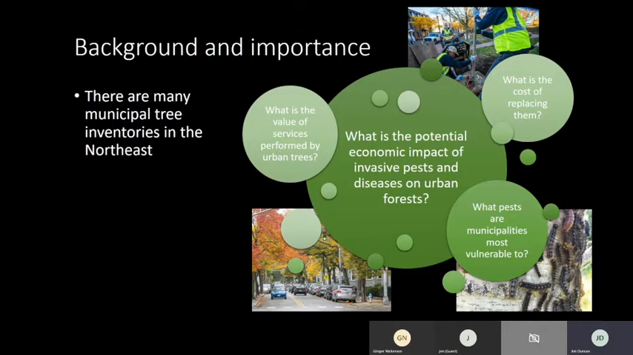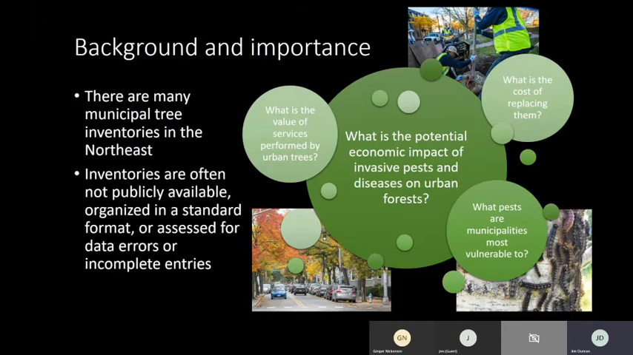So the question is how we could get access to that as well. And we know that these inventories are often not publicly available. They may not be organized in a standard format, or they may never have been assessed for data errors and incomplete entries. Sometimes they're collected by volunteers. Sometimes they're collected by one really gung-ho person who doesn't know how to identify trees. So we know that there are a host of issues with these inventories, but the biggest challenge that we saw when we started this project is how to actually get access to all of these inventories and begin working with them.